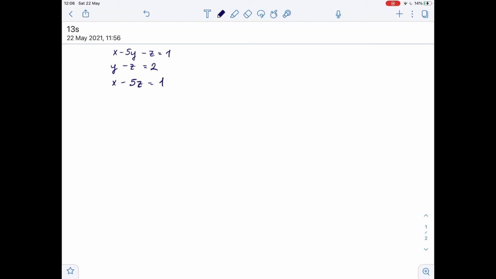So we need to solve this system of equations by writing it down in matrix form and solving it using matrices. So let's see how we can do it. First of all, let's write down matrix A.